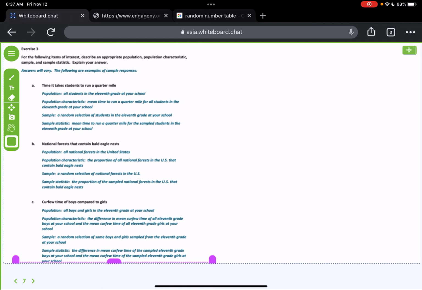I hope that's very easy. I hope that's not confusing, because it's simply that. If you're looking at the whole population, it's a population characteristic. If you're looking at a sample, you're looking at a sample statistic. Okay.